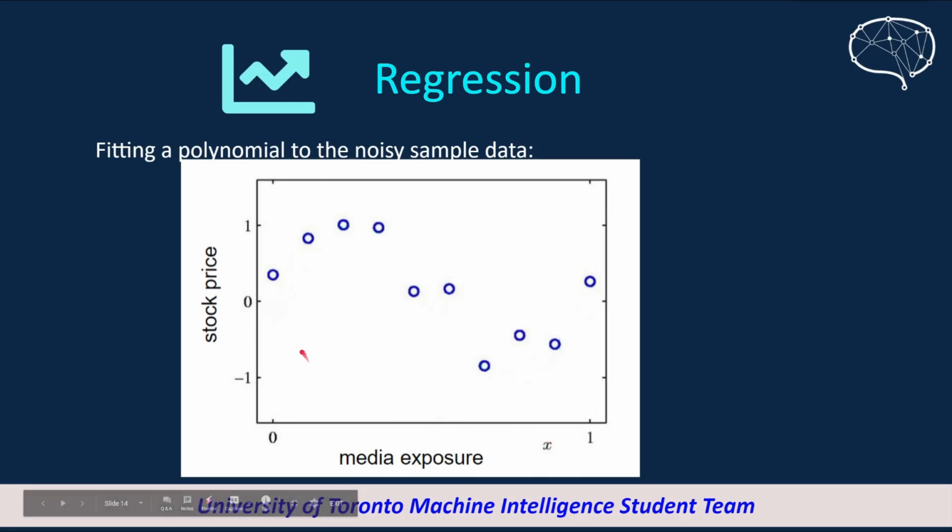Okay, so for example, if I'm dealing with stock price versus media exposure here, we could have these noisy sample data, which are numbers, and we want to fit a polynomial to it. So we may fit a polynomial like this or like this, whatever polynomial you want, in order to best represent this kind of data.